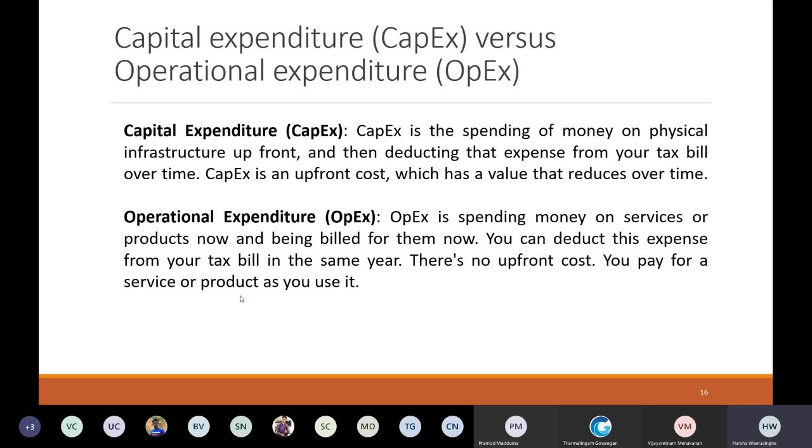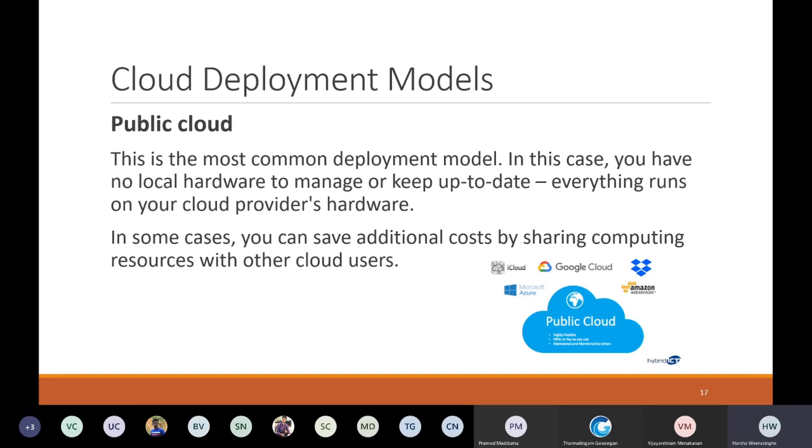For the usage, you are spending some money. Capital expenditure is where you are spending an upfront cost even before you start consuming the resources that you're about to deploy. So these are two terms that matter when it comes to cloud computing: capital expenditure and operational expenditure. The next section is something called cloud deployment models. We have three types. One is the public cloud.